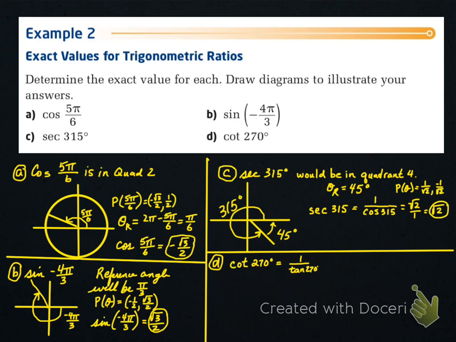And for D, the cotangent of 270 is 1 over the tangent of 270, which is going to be right on our axis. That means that y is going to have a value of -1, x is going to have a value of 0 at that point. Cotangent is going to be the inverse, which instead of 1 over 0 is going to be 0 over -1, which is a value of 0.